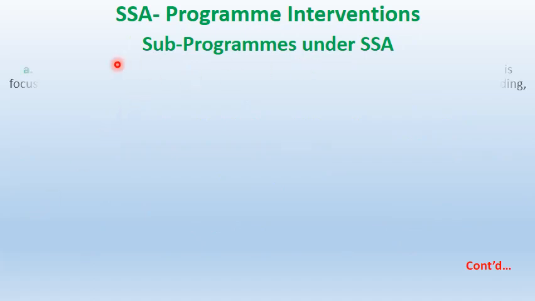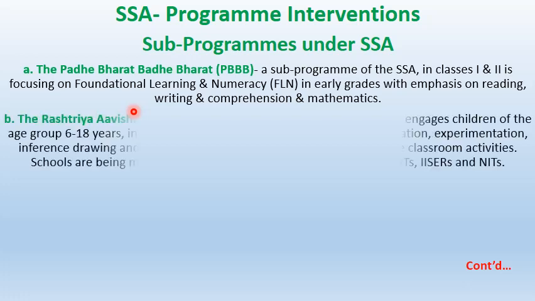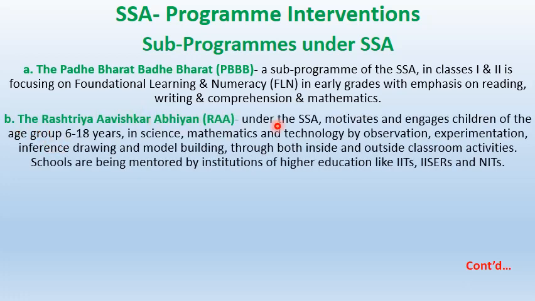Sub-programs under SSA. A. The Padhe Bharat, Badhe Bharat PBBB, a sub-program of the SSA in classes 1 and 2, is focusing on foundational literacy and numeracy, commonly known as FLN, in early grades, with emphasis on reading, writing, and comprehension, as also mathematics. The Rashtriya Avishkar Abhiyan RAA under the SSA motivates and engages children of the age group 6 to 18 years in science, mathematics, and technology by observation, experimentation, inference drawing, and model building through both inside and outside classroom activities. Schools are being mentored by institutions of higher education like IITs, IISERs, and NITs.